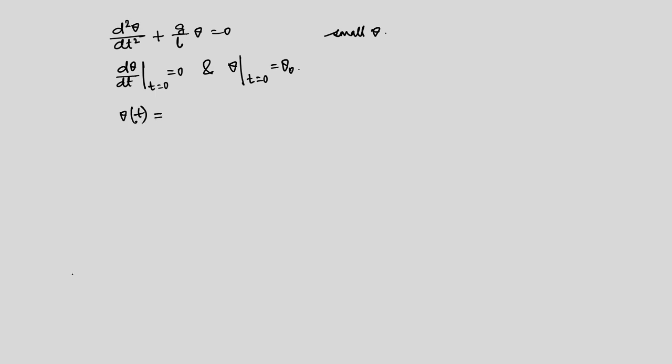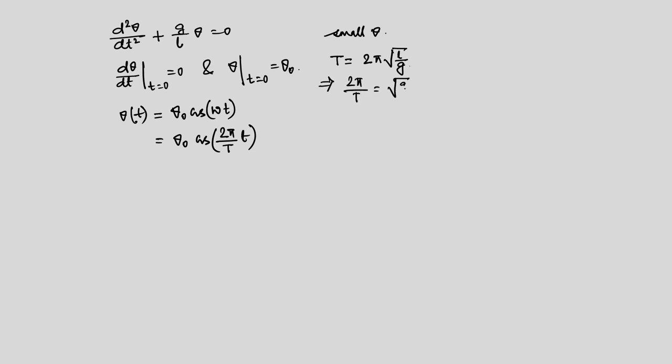Now, if that is the case, theta of t is actually theta naught cos omega t, right? And then obviously this is equal to theta naught cos 2 pi by capital T times t. And we have already derived what T is. If you recall, T is nothing but 2 pi square root of L by g. So, 2 pi by T is square root of g by L. Then what we have here is theta naught cos square root of g by L t.